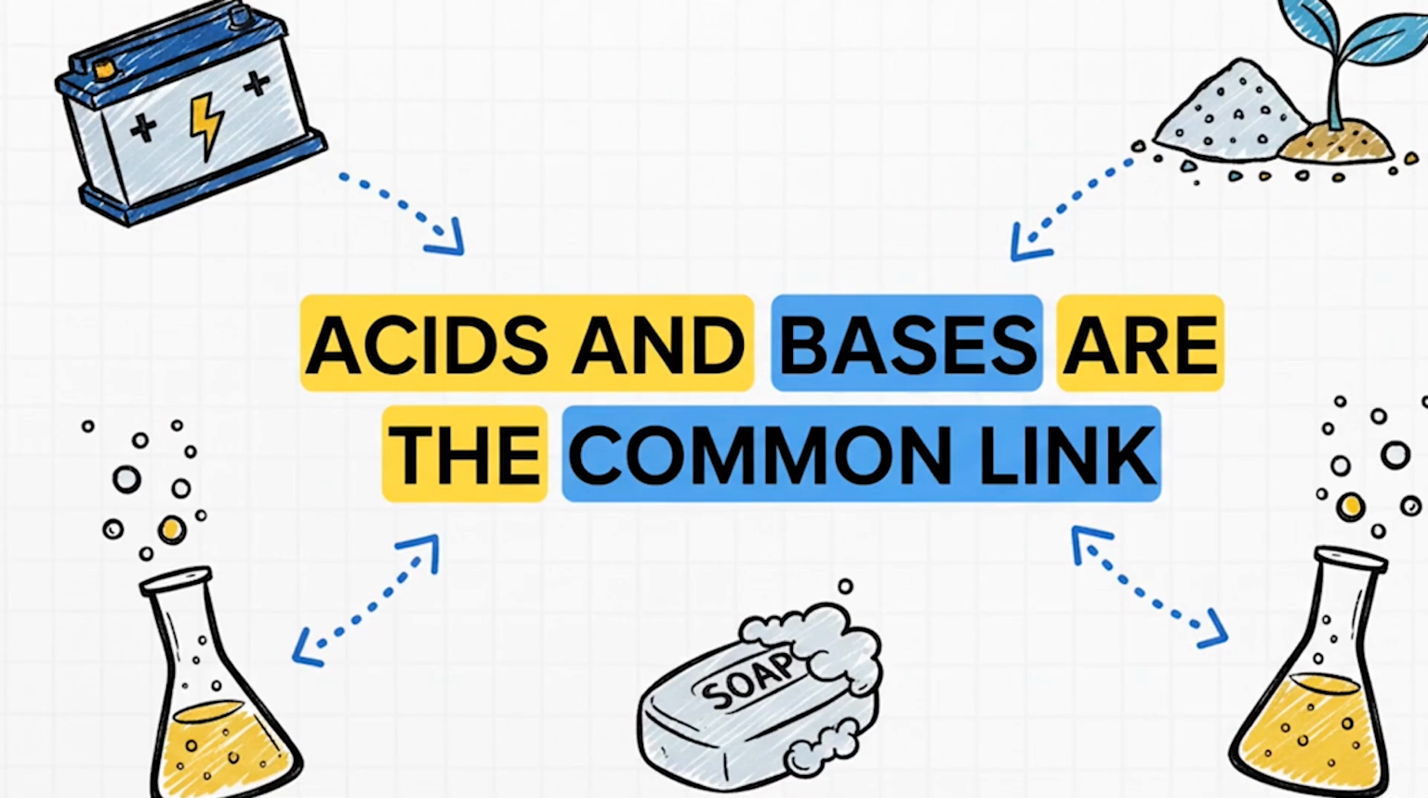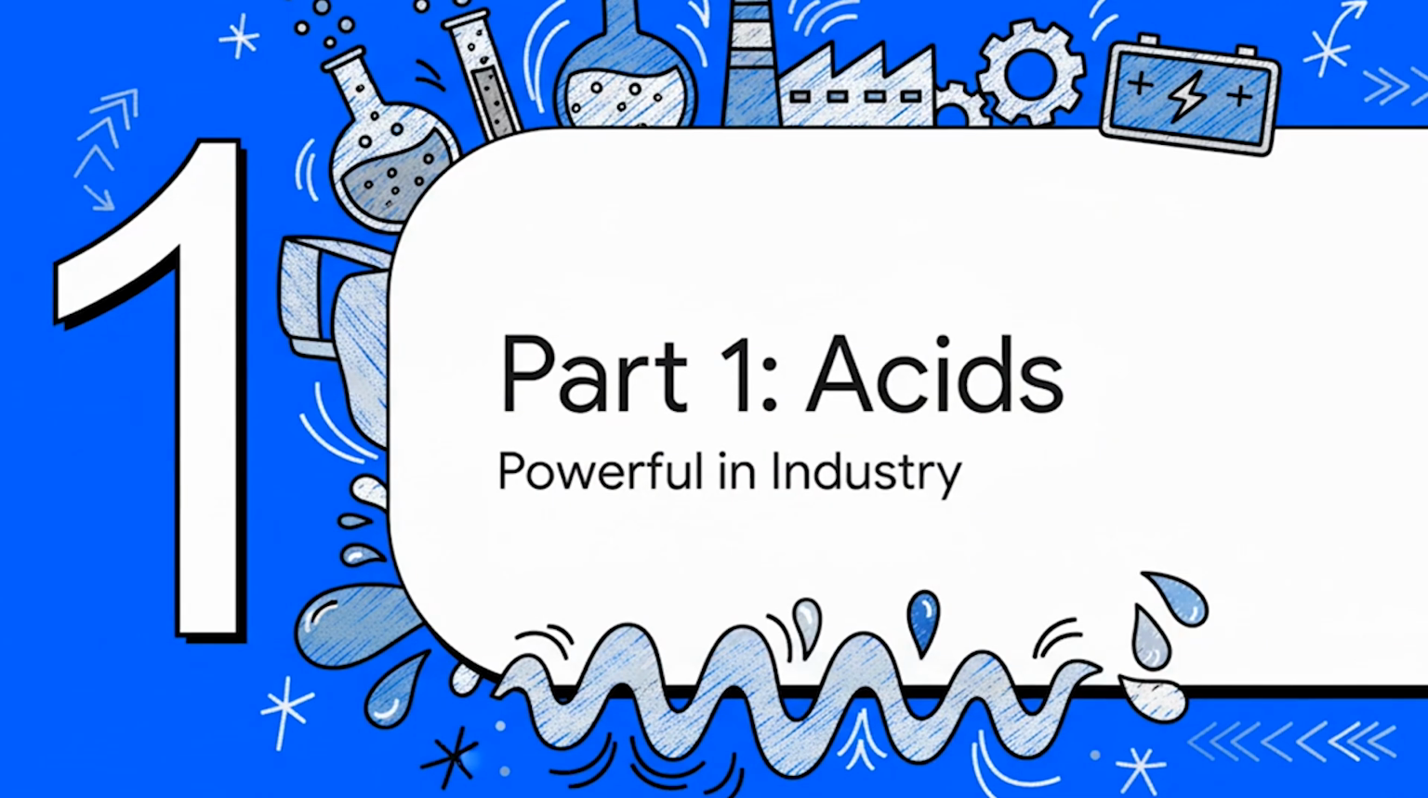So, did you figure it out? The secret connection is chemistry. That's right. Every single one of them is made using powerful chemicals that we call acids and bases. And today we're going to see exactly how this magic happens. Right, let's get started with acids.